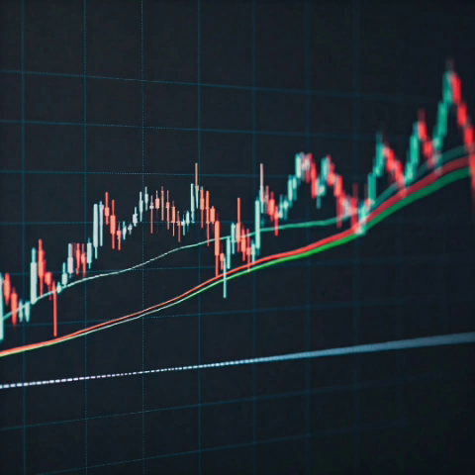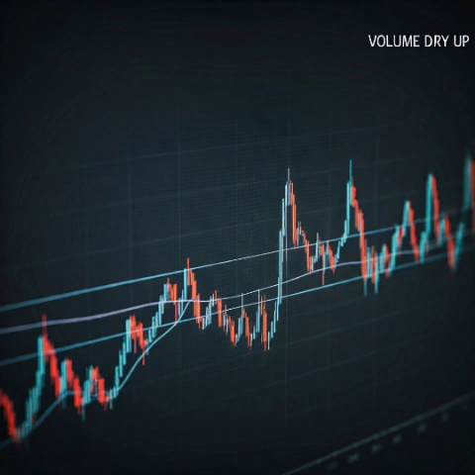Well, there are a lot of different ways to use VPA, but one of the most common is to look for divergences between price and volume. For example, let's say you're looking at a stock that's been in an uptrend, and the price is making new highs, but the volume is starting to decline. So the price is going up, but the volume is going down. Right, and that's a divergence. It could be a warning sign that the uptrend is losing steam. So it's like the price is running out of fuel. Exactly.